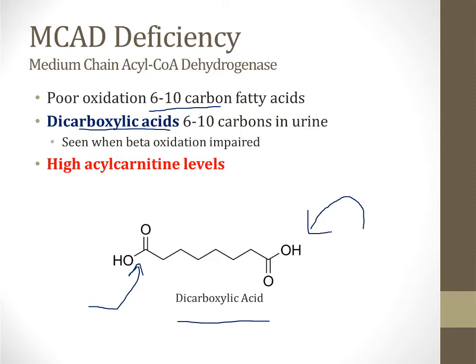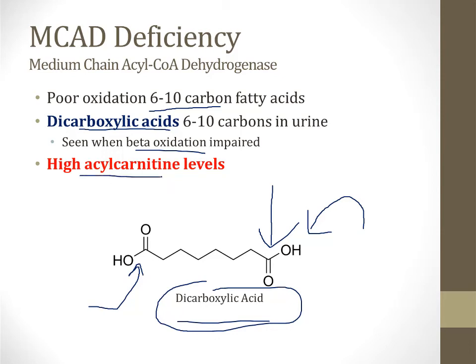The reason this happens is because anytime beta oxidation is impaired, an alternate metabolic pathway called omega oxidation will occur, and that leads to the addition of a carboxylic acid group to the other end of the hydrocarbon. The result is formation of dicarboxylic acids. These are a sign that beta oxidation is impaired. And then the other finding that you'll see in an MCAD deficiency, which helps distinguish it from a carnitine deficiency, is that the level of acyl carnitines of medium chain length will be high in an MCAD deficiency, and this is in contrast to a carnitine deficiency.